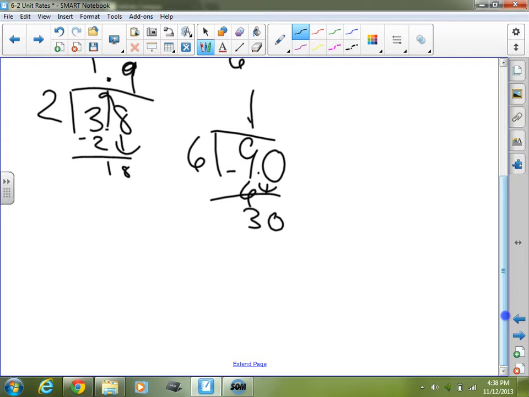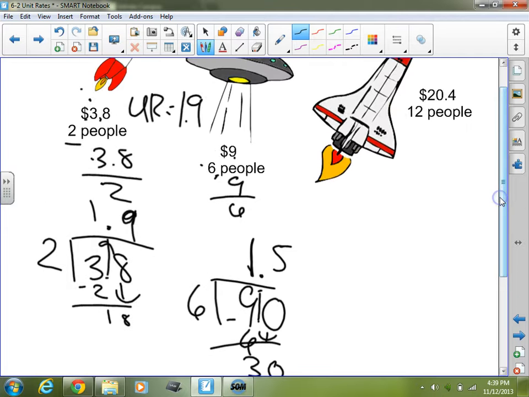6 goes into 30 5 times. Bring my decimal up. 5 times. And bam, there's my answer. So back up here, the unit rate for this spaceship is going to be $1.5 million. Well, this is cheaper than this. So far, this spaceship is the best deal. It allows me to have more people at a lower price.